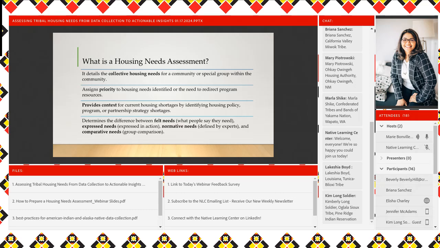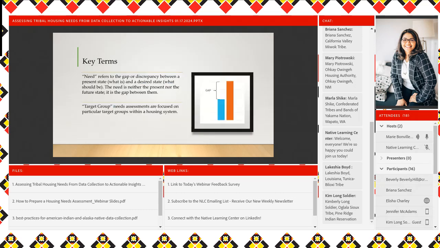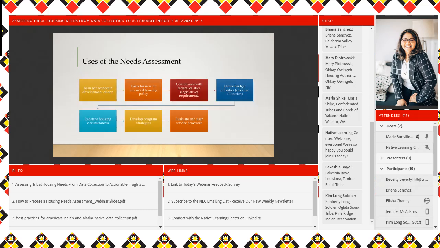So there's tons of ways in which we can feel a need, but we need to understand the key terms, right? So as I said before, the need is a gap or discrepancy between the present, what is, and what could or should be. And then also a target group. Sometimes we're going to have a single focus. It could be tribal veterans, for example. It could be that you want to serve your elders, and so you're going to need support from elder services within your department, within your tribe.